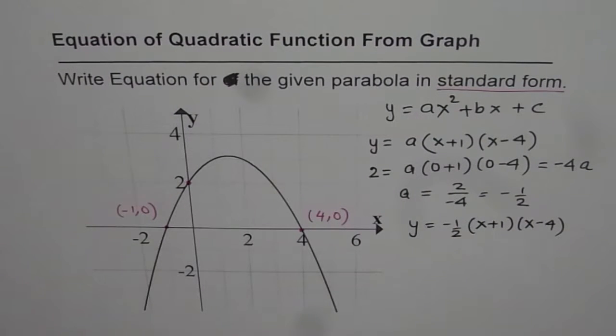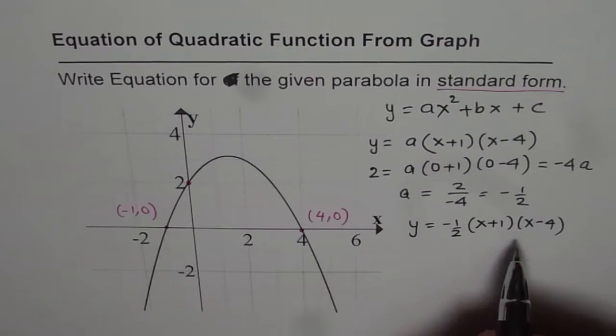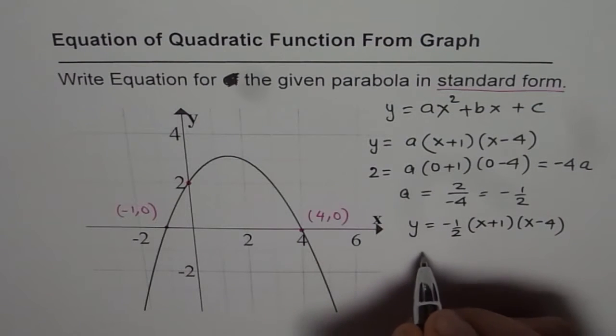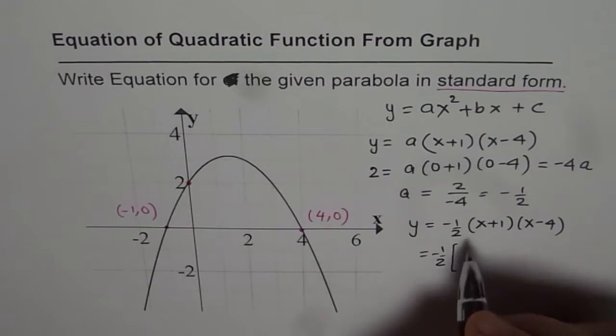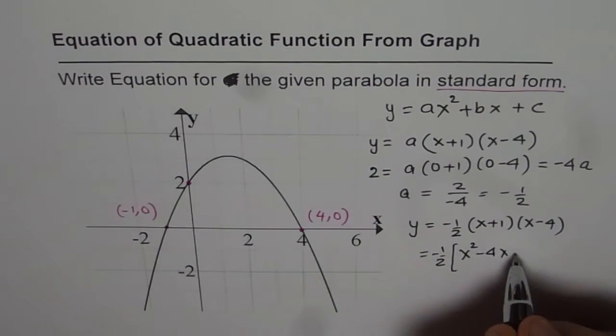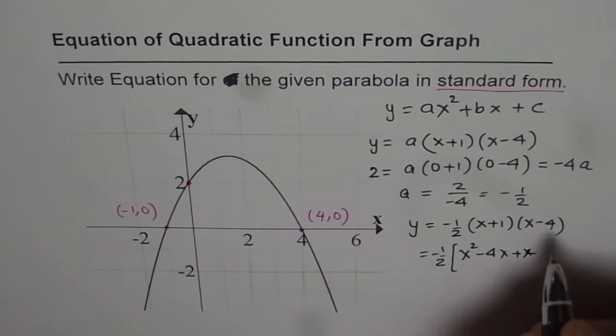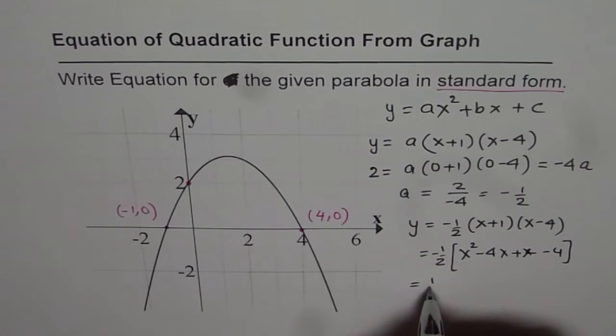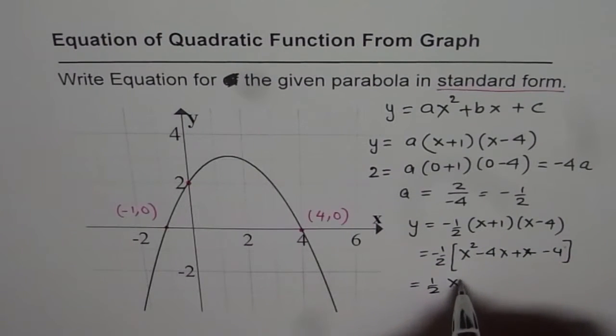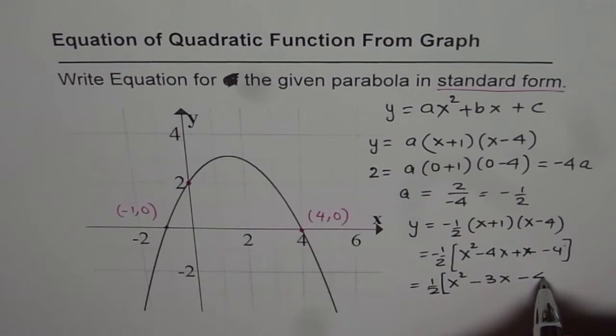We can always expand this and then write down the equation in standard form. That is one way of doing it. So let's do it. We get y equals minus half, and if I expand it, I get x squared minus 4x plus x minus 4. Let's combine the like terms: x squared minus 4x plus x is minus 3x, minus 4.